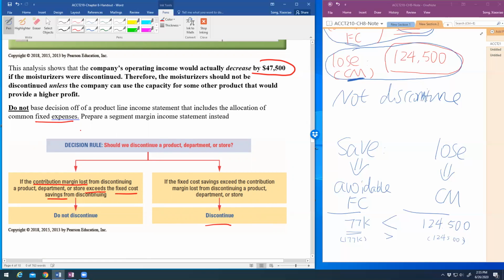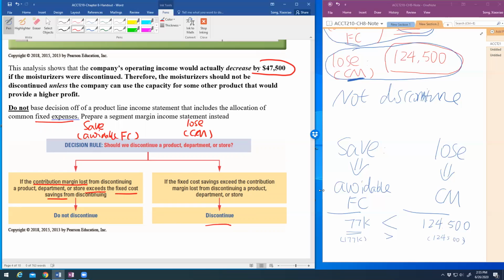So one more time, we compare the money saved from the avoidable fixed cost with the money we are losing from the contribution margin. We compare what we save with what we lose. I hope you feel a little bit better.